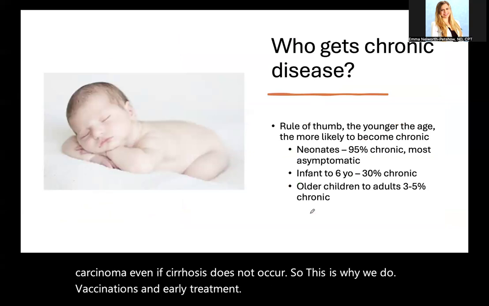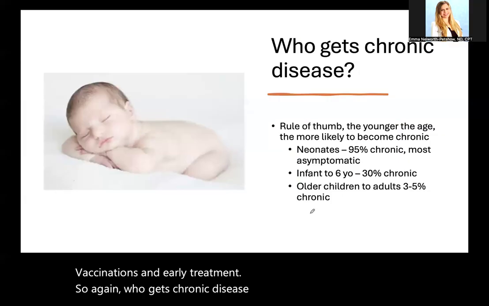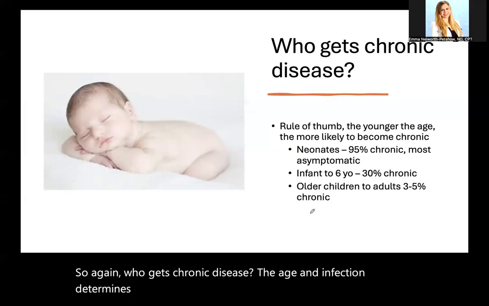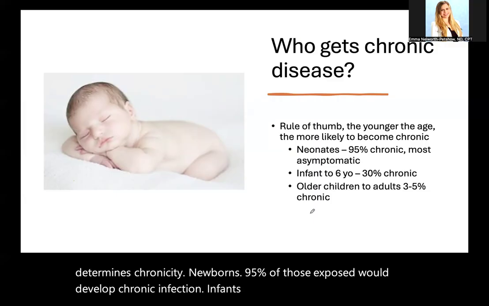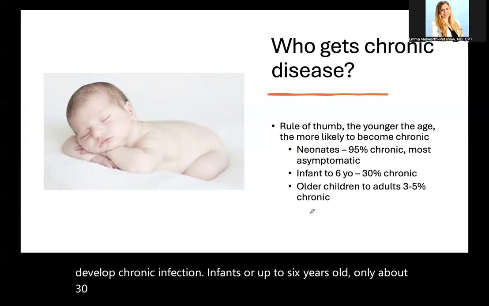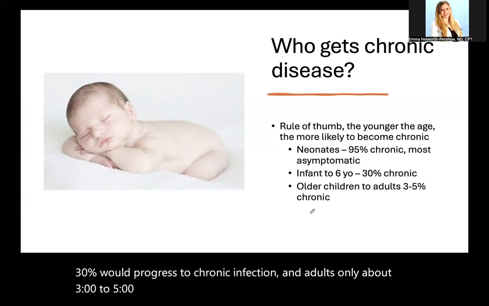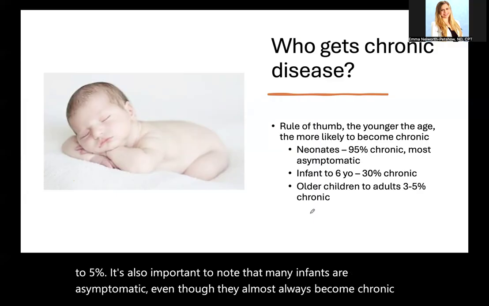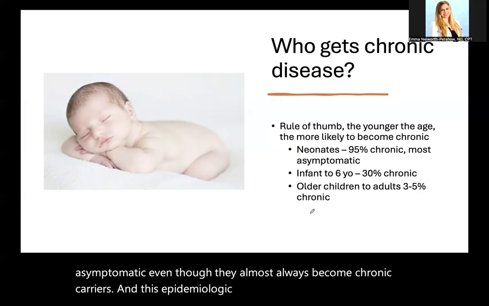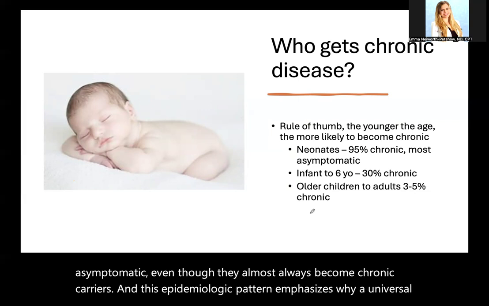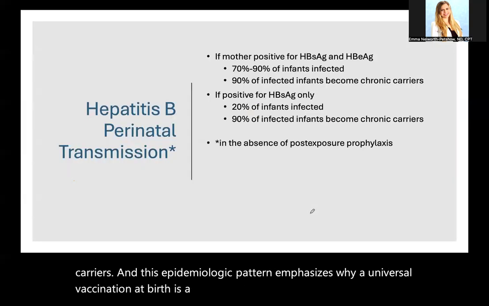So again, who gets chronic disease? The age at infection determines chronicity. Newborns, 95% of those exposed would develop chronic infection. Infants or children up to 6 years old, only about 30% would progress to chronic infection, and adults only about 3 to 5%. It's also important to note that many infants are asymptomatic, even though they almost always become chronic carriers. And this epidemiologic pattern emphasizes why a universal vaccination at birth is a successful preventative measure.